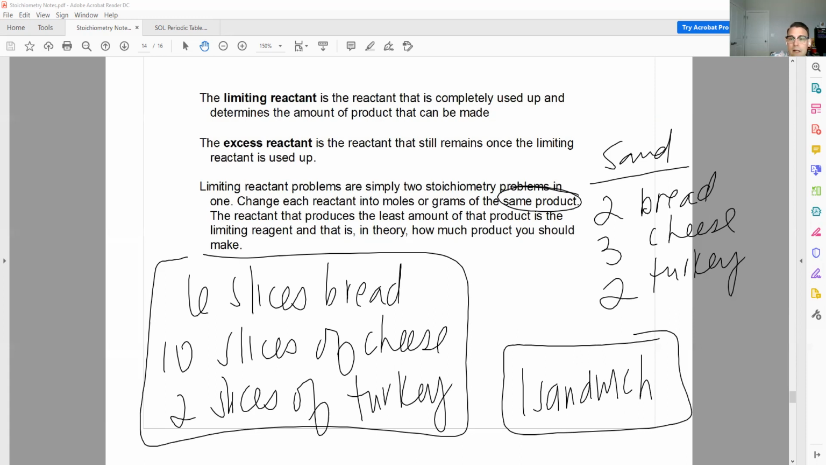I don't know how to highlight on this, but I'm just going to say this part right here. The reactant that produces the least amount of product is the limiting reagent. And that, in theory, is how much you should make. Okay, so let's do some problems.